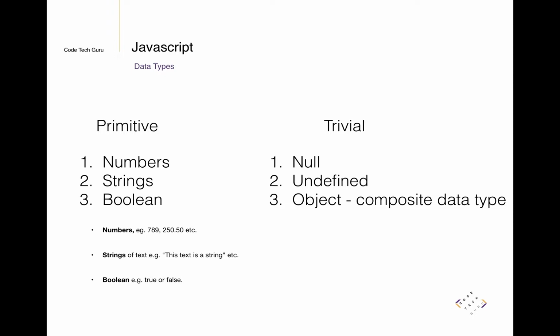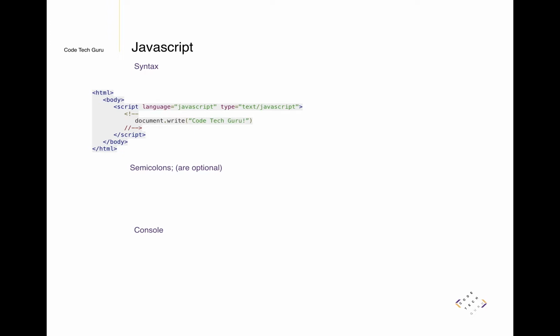Then there are also two trivial data types. One is null and the other is undefined, each of which defines only a single value. For example, if you call upon a function that does not exist, you get undefined, and if there is no data, you get null. And similarly, JavaScript supports a composite data type known as an object. We'll be going over them in detail as we go in the course, but for now, this is what we need to understand.